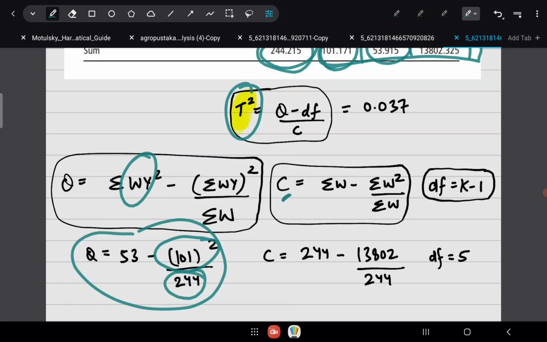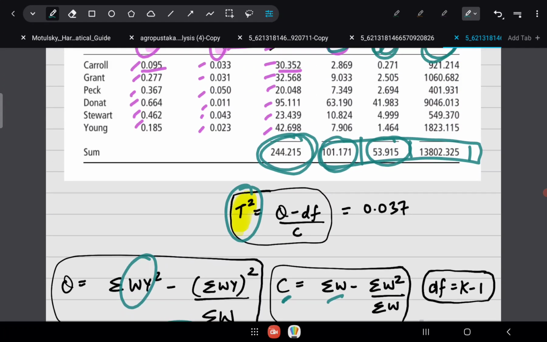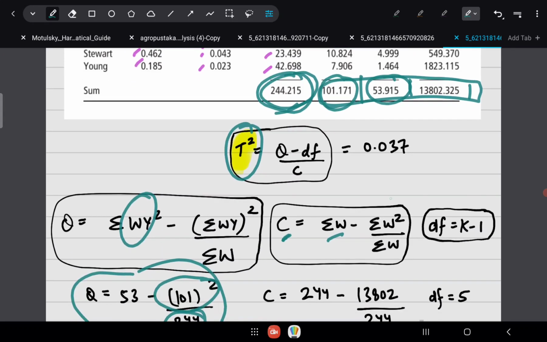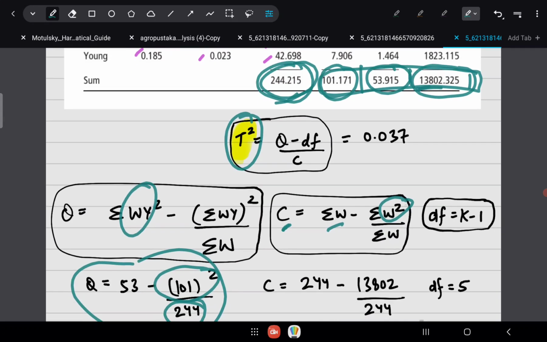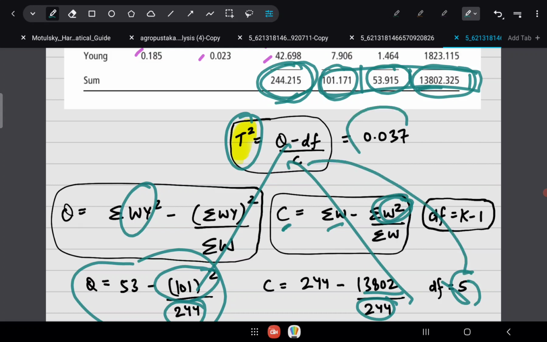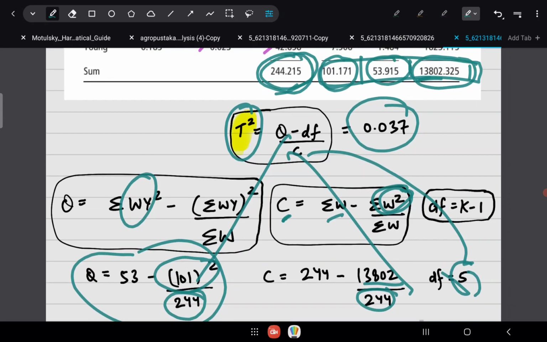Then you want to have C. So C will be the summation of W minus the summation of W square divided by the summation of W. The summation of W is 244. The sum of W squares is 13802. So here you will put 13802 divided by the sum of the weights, that is 244. And you know the degree of freedom is the number of studies minus 1, so that will be 5. Once you have this information, you can put it in this formula and you will get the between study variance, which will come to be 0.037. So this is the T square, which is the between study variance.